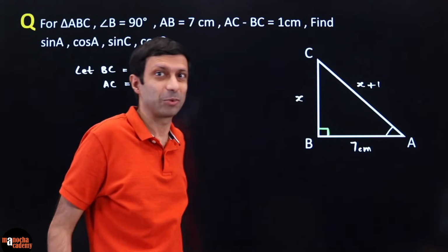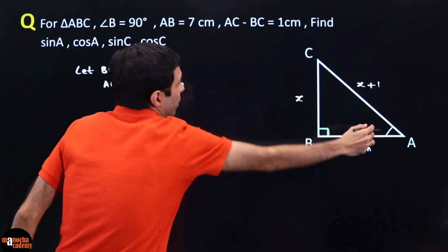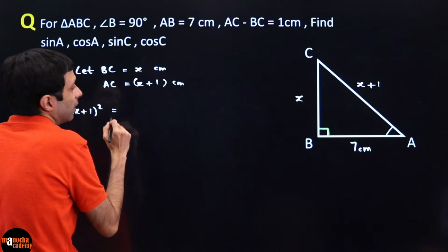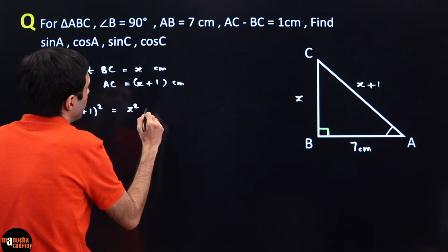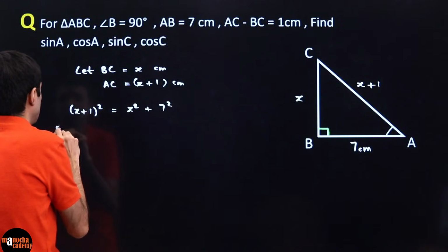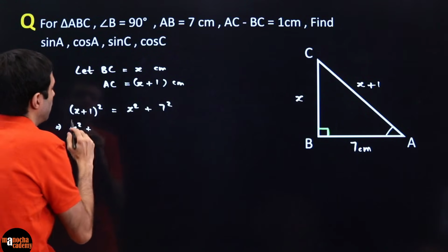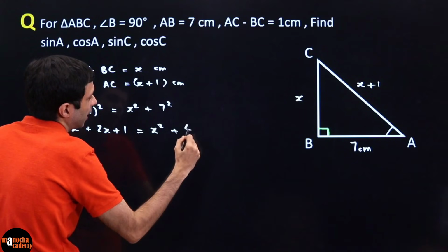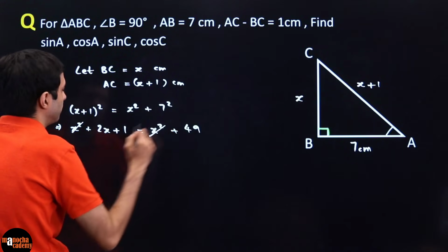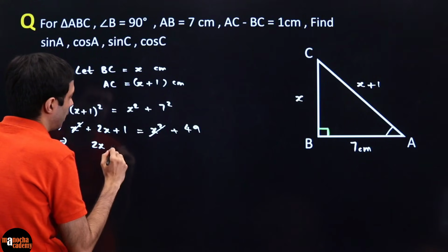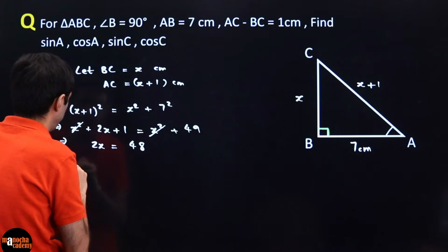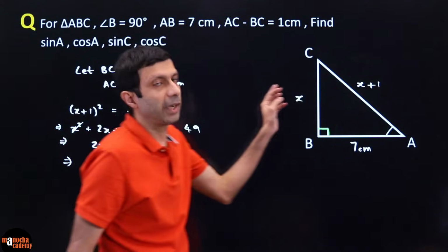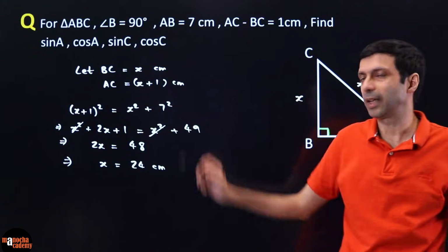Again, Mr. Pythagoras comes to our rescue. So what will be the equation? The hypotenuse square, x plus 1 whole square, equals x square plus 7 square. Now here you use your algebra. x plus 1 whole square is x square plus 2x plus 1, and this is x square plus 49. x square gets cancelled. So finally we get 2x is 49 minus 1, 48. x is 24. So what are our sides? 7, 24 and 25.